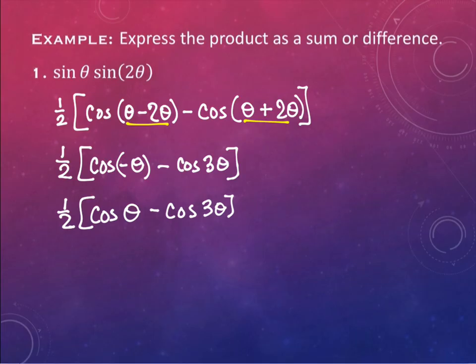Okay, so this is an even-odd identity. Specifically, it's an even function, so we have the ability to remove the negative inside, and it's the same quantity. And the last thing we're going to do is just distribute our 1/2 through, which you could have done at any point along the way if you'd liked. So this is 1/2 cosine theta minus 1/2 cosine of 3 theta.